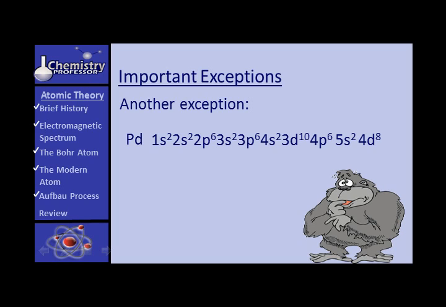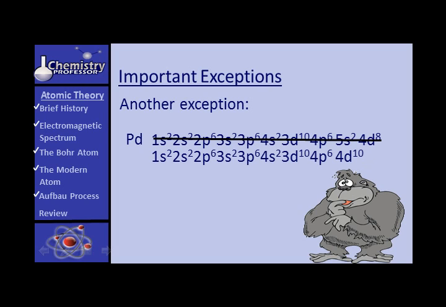You say, well, I know if it has 9 in the 4d, it's going to swap one with the 5s. Sure. This only has 8. But look at what it does. 4d10. And how many electrons are in the outermost energy level? And the answer is there are 18. Total violation of the Aufbau, I understand. But this is the way palladium is. Just learn it.